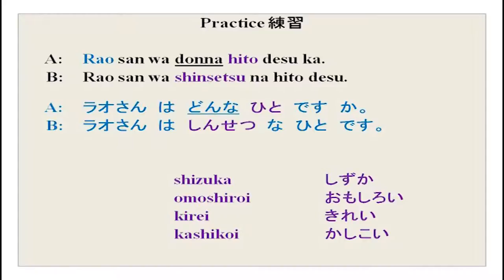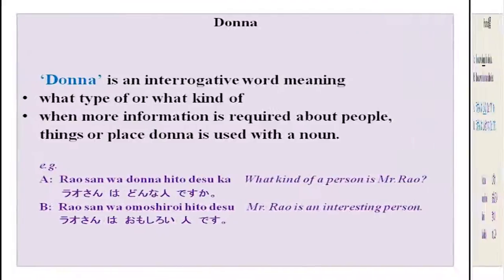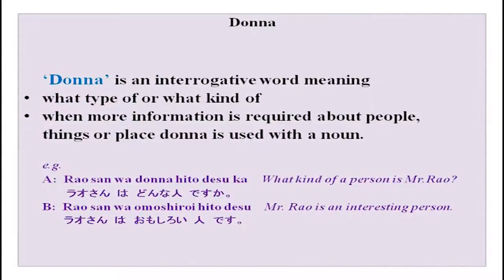As we have been doing na adjectives earlier also, just before a noun, in case of a na adjective, na is going to be used. So you can replace hito over here with kata also, which is more polite, and shinsetsu here with any of these na adjectives. Now you can read over here, you can see donna is an interrogative word, a question word, and it means what kind of or what type of, and generally it is used when you want more information about a person, a place or a thing, and it will always be used with a noun.